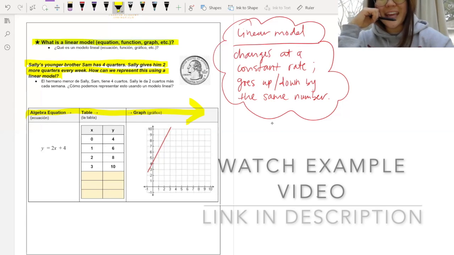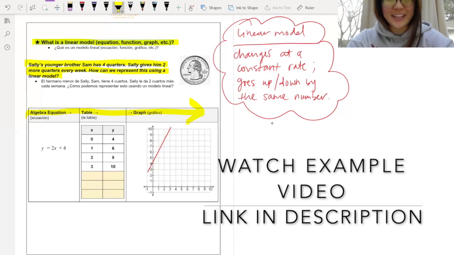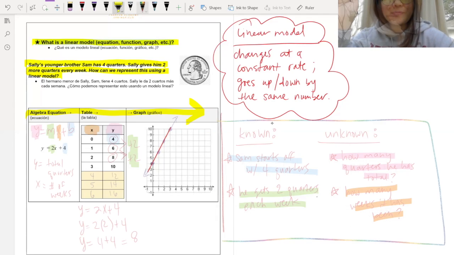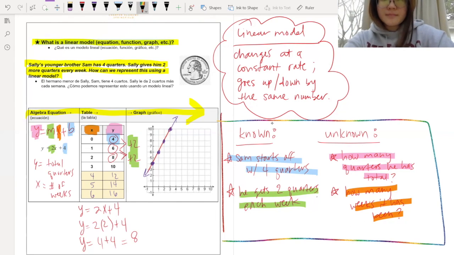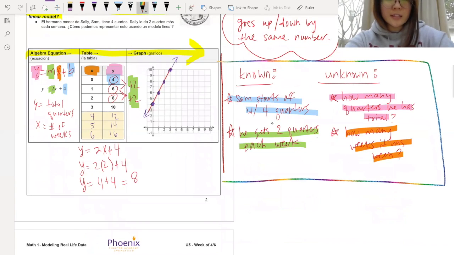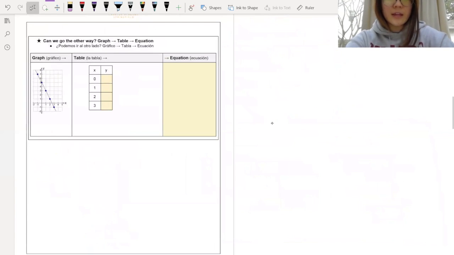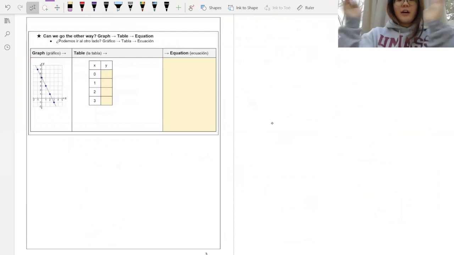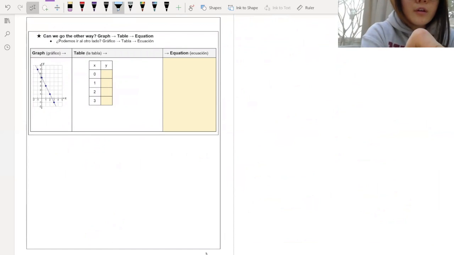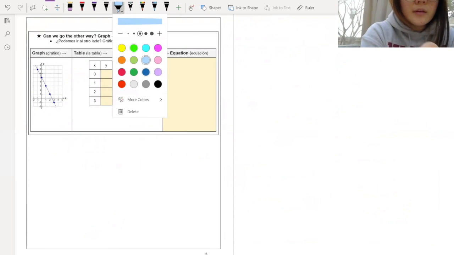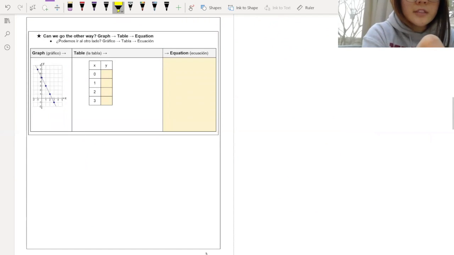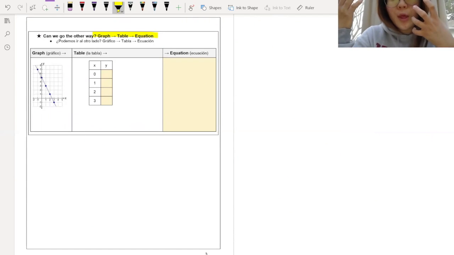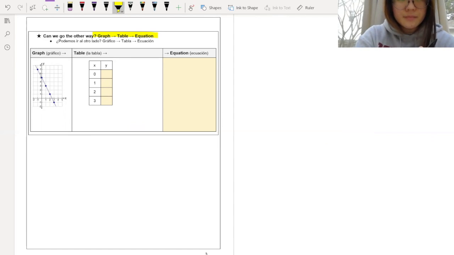I want you to pause again because that's also a lot of information I just threw at you. Let's give you a moment to look over this. And I'm going to go on to page 3. All right. Can we go the other way now? We're going to go from graph to table to equation, which is what we will be mostly doing for our scatter plots.